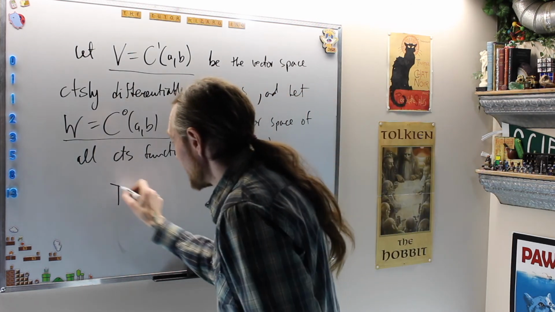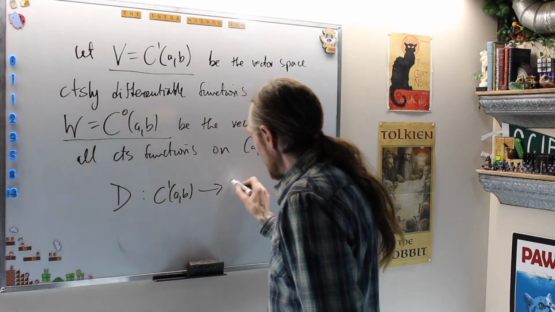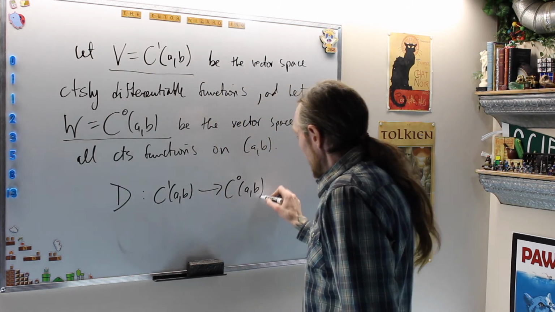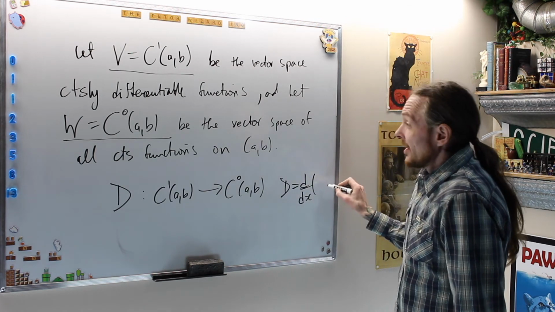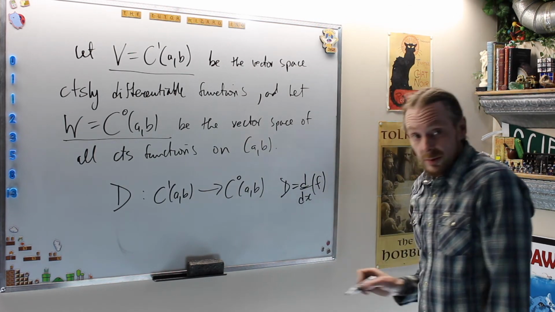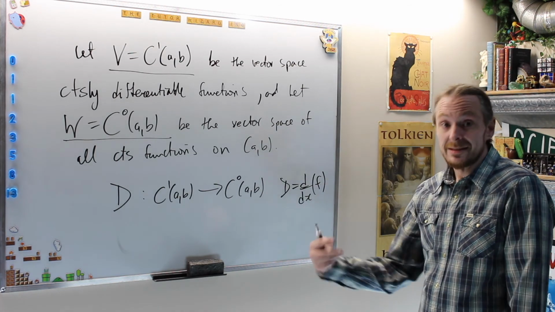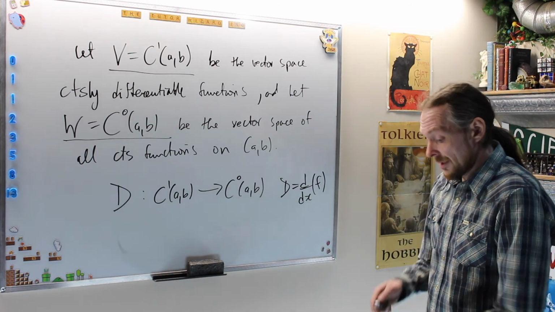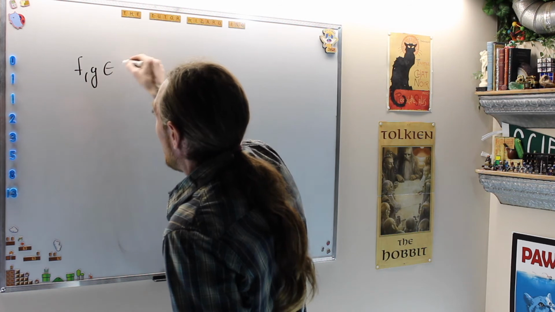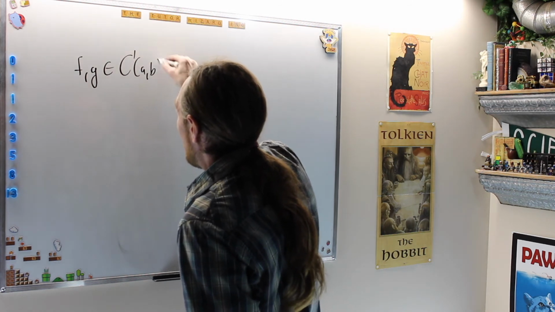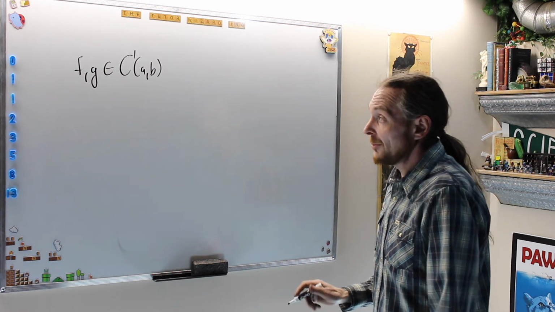I want to look at D, which goes from C1(a,b) into C0(a,b), where D is the derivative with respect to x of a function f in our space. So D is the derivative operator. What we want to show is that this is actually a linear operator. Let f and g be in C1(a,b), which means their derivatives exist and are continuous on the interval (a,b).